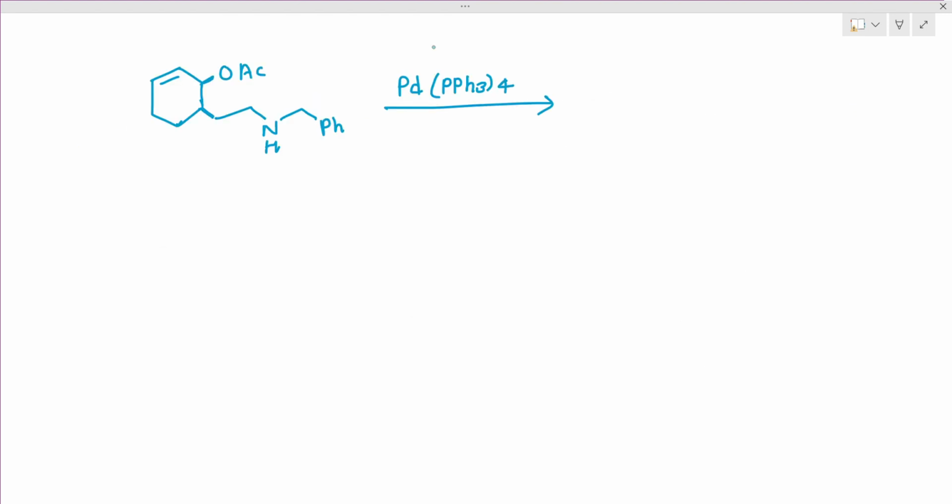Here, you have been given this question. You can see there is a leaving group at the allylic position, and this is the palladium catalyst that is given to you. So there may be a reaction, that is, the Tsuji Trost reaction. But now the question is, where is the nucleophile? Here, this is the nucleophile. This is the side chain, and it can attack. So how will this reaction happen?